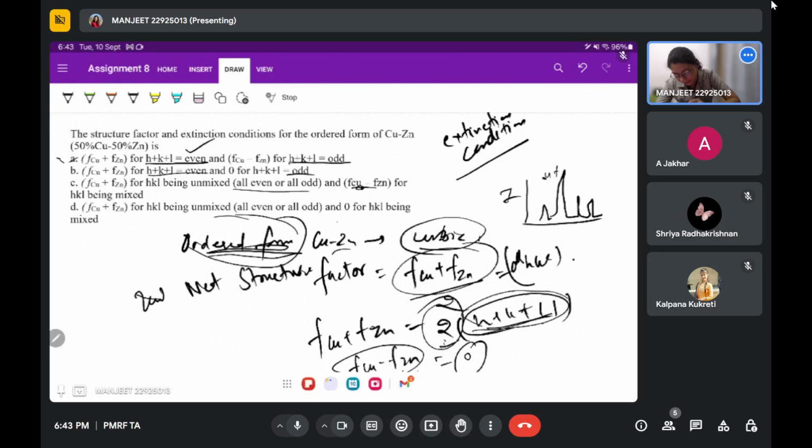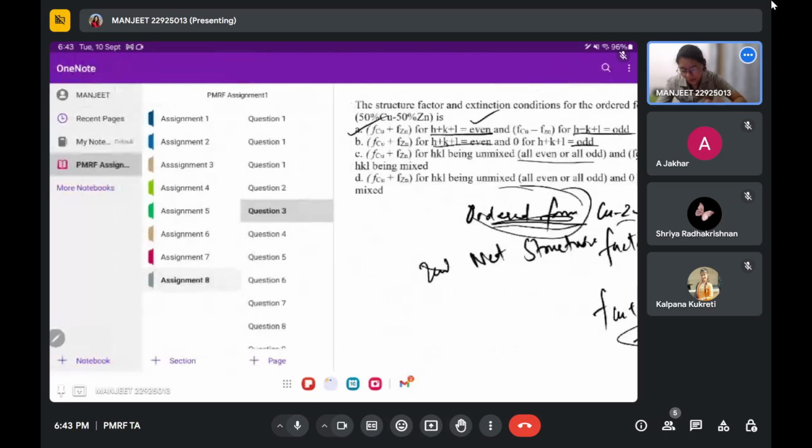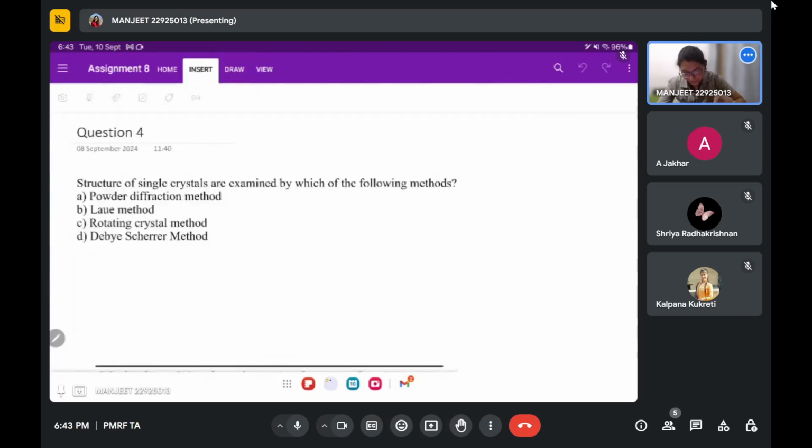Okay. Other options will not satisfy this, because it should be the even or the odd condition. If it is odd, it will be minus 1, and if it is even, it will be plus 1. Okay, let's move to the next question.